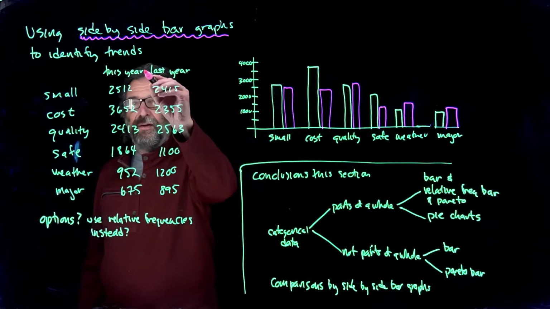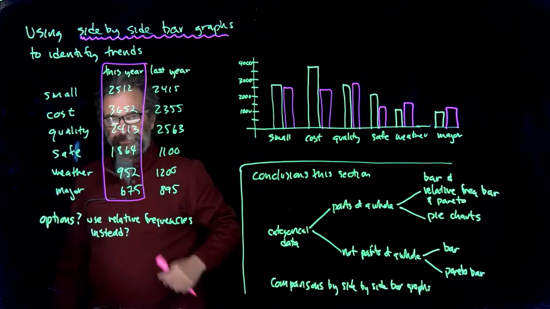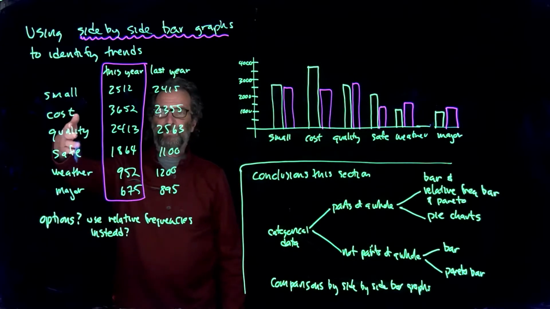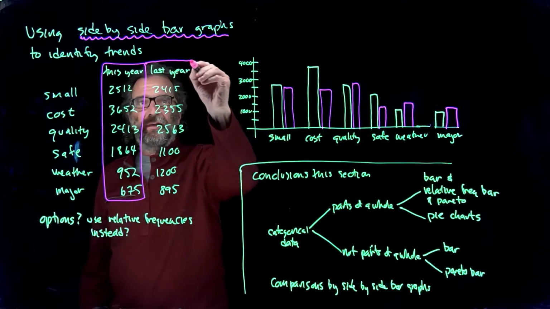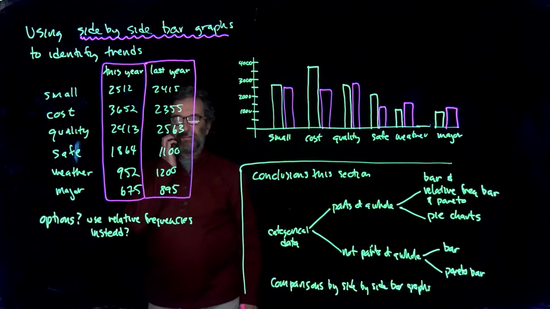So this year, we asked them to fill out the survey, and they can check more than one box. There are 6 boxes. Check the ones that apply to you. Why did you come here? And then last year, this is what happened. And we want to compare the responses from this year and last year graphically.